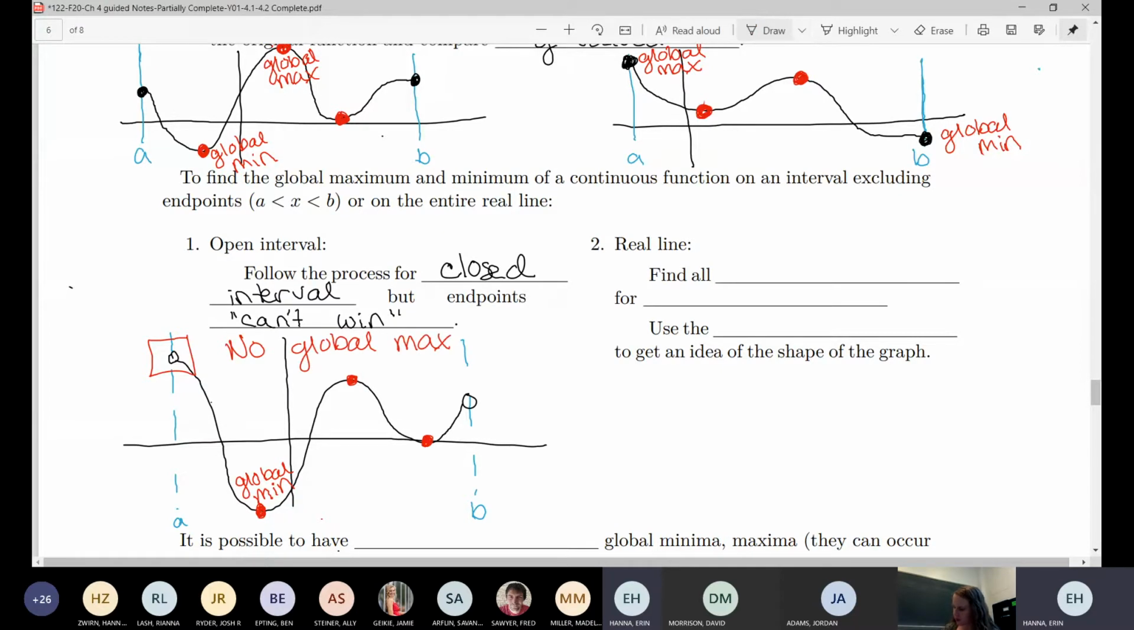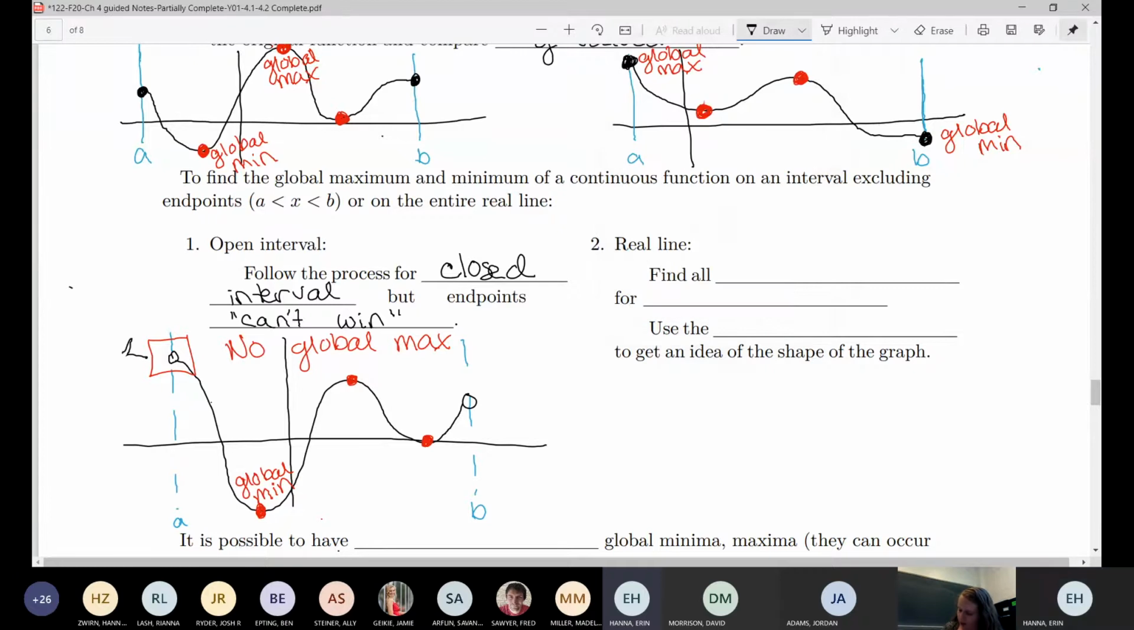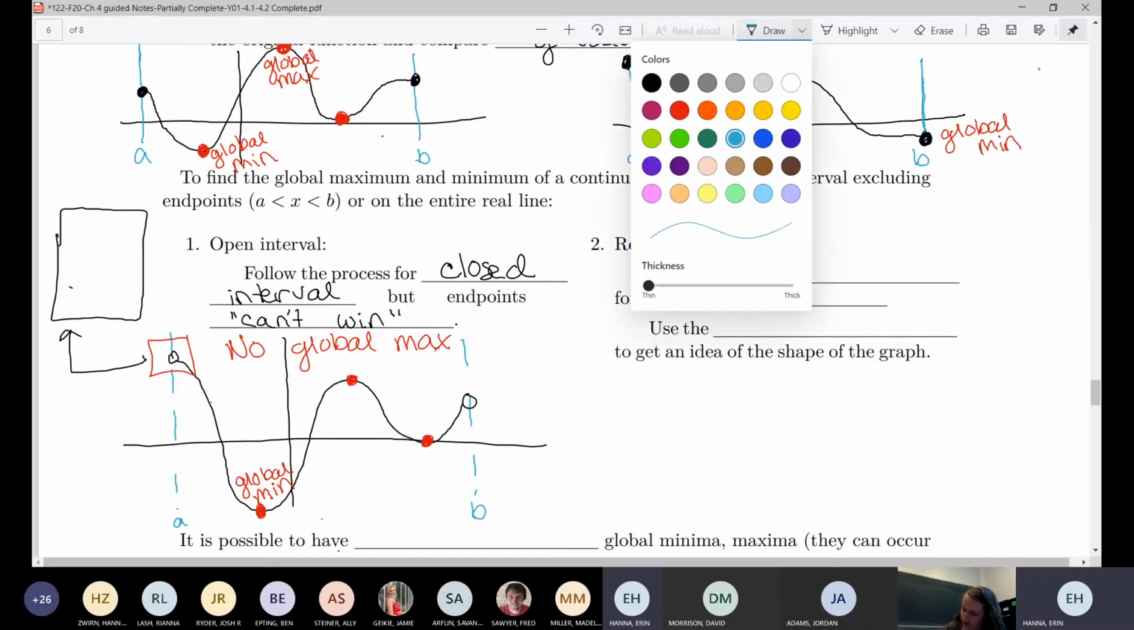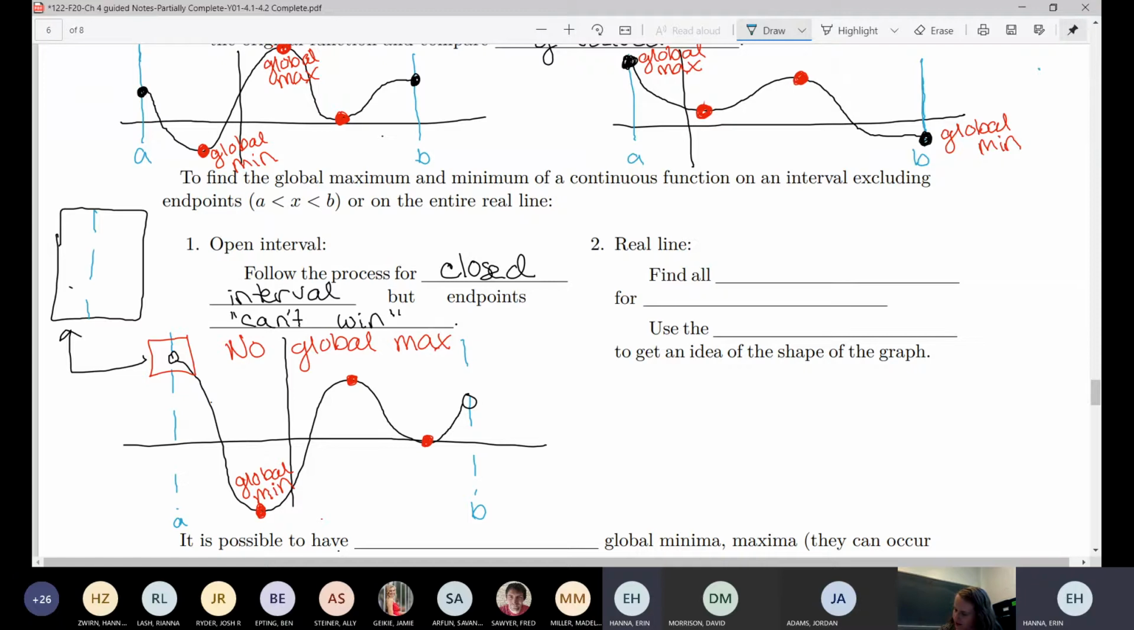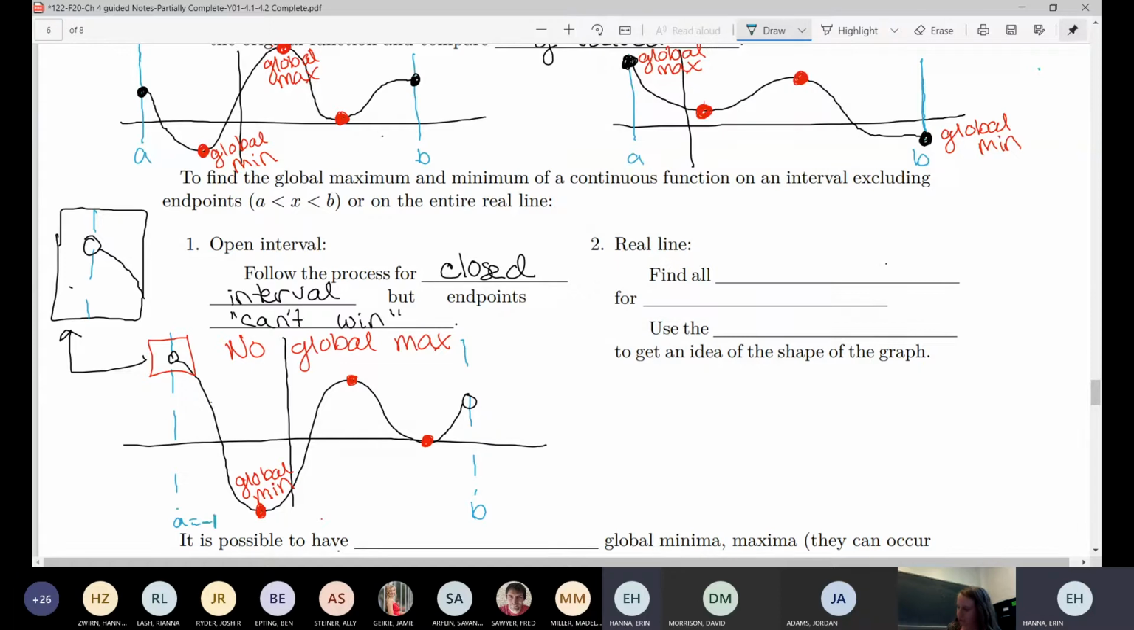And let me try to explain a little bit more of why there is no global max. So imagine I was zooming in on that piece of the graph. Here's the endpoint that we're splitting it up at. Here's the point that doesn't exist. And there's the function. So let me give this a value so that it's easier to talk about. Let's say the back endpoint was at -1.